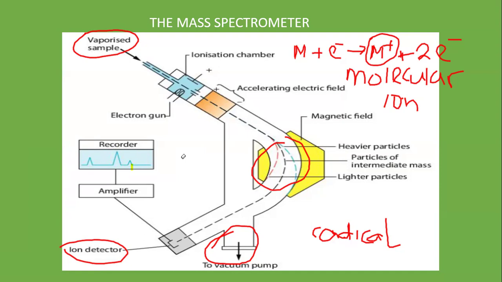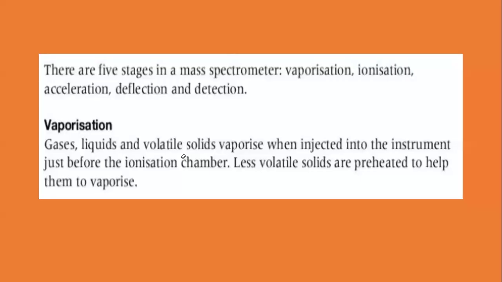So this slide is showing us the different departments in the mass spectrometer. We have the vaporization chamber, the ionization chamber, the acceleration chamber, the magnetic field chamber, the ion detector, the amplifier, and the recorder. Very important. So we can talk about the different stages now. Like I said before, there are 5 stages: vaporization, ionization, acceleration, deflection, and detection.